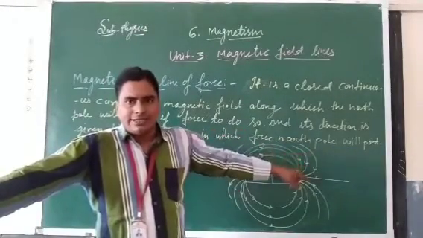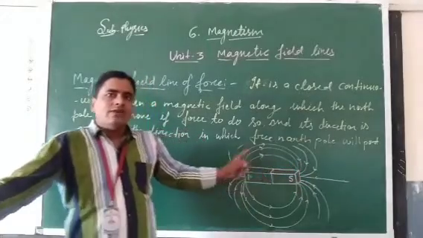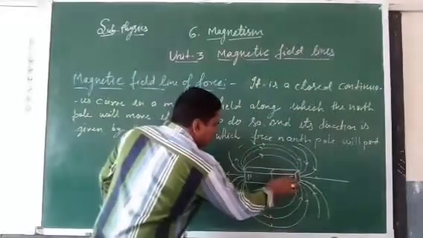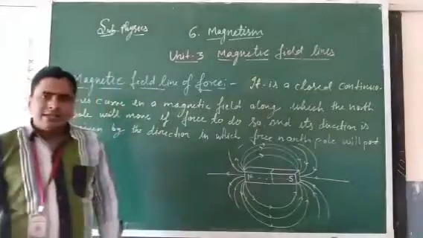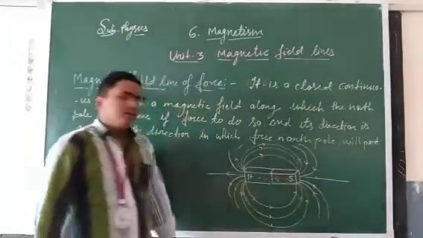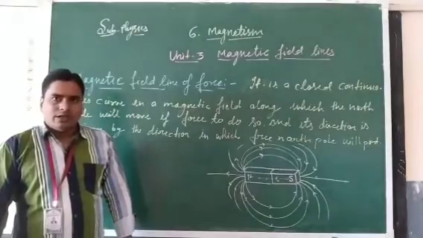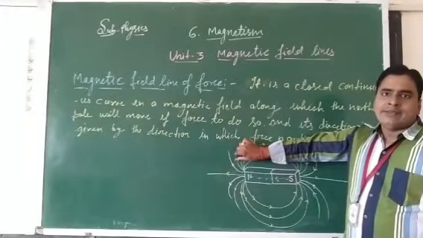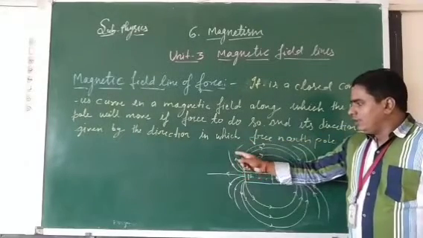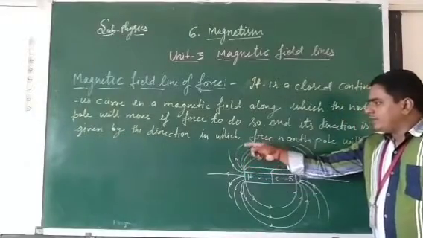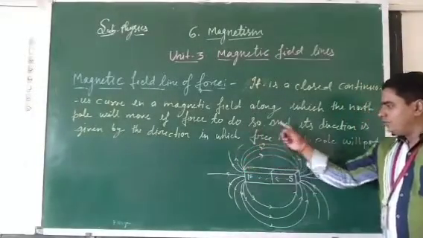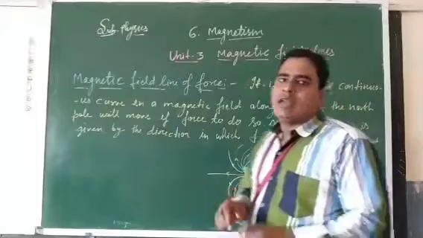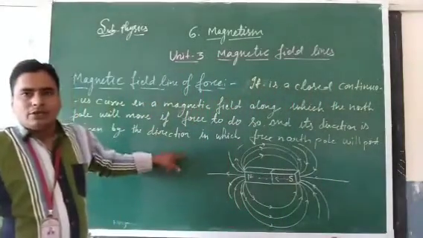North to south direction means the direction of the magnetic field is always from north to south outside the magnet. But inside the magnet, the direction of the field lines is south to north, from the south pole to the north pole. Clear? Okay. So if we place any other magnet or magnetic substance like a magnetic compass needle, you will see that the compass needle will move from the north pole towards the south pole. So the direction of the magnetic field lines is always from the north pole towards the south pole.